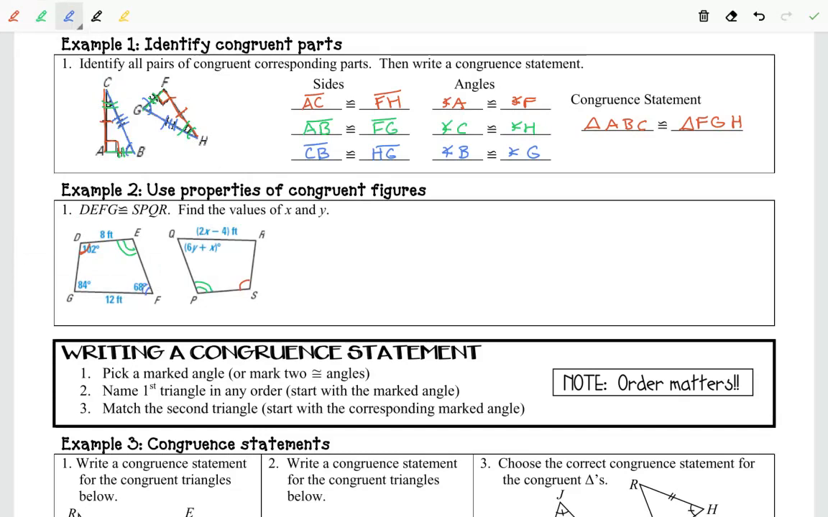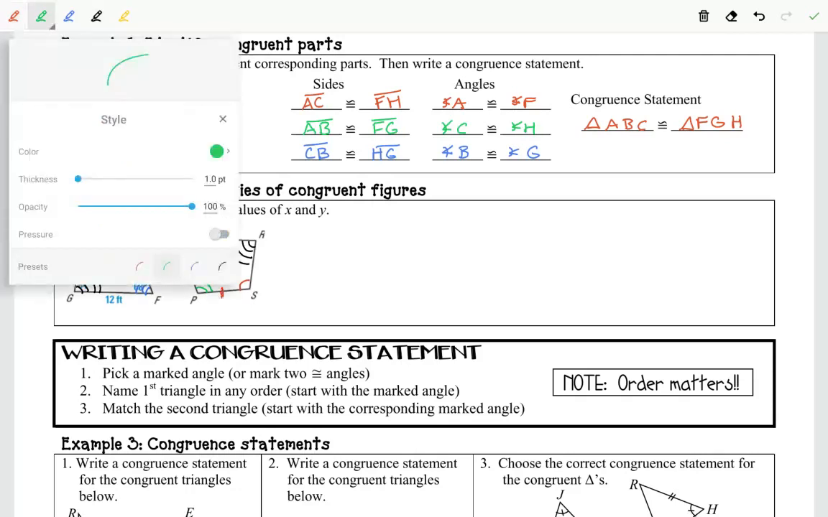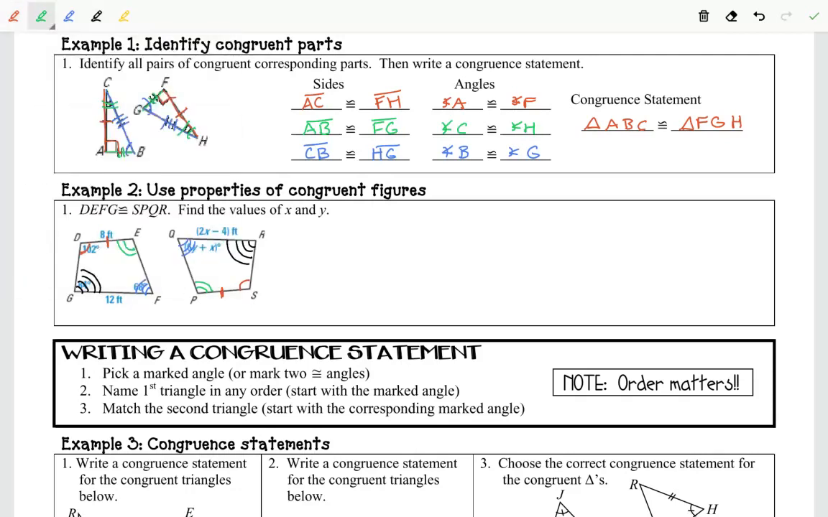F is congruent to Q. And G is congruent to R. It also means that side DE is congruent to side SP. Side EF is congruent to side PQ.